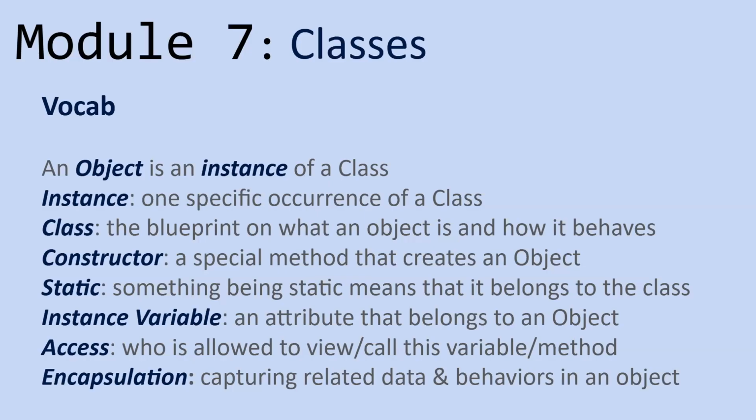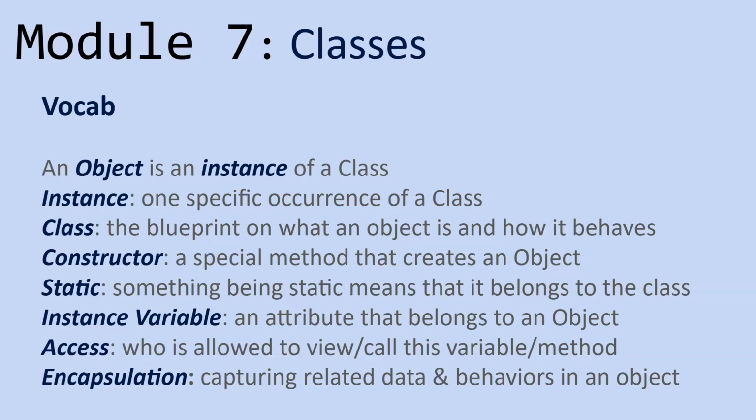So, for some vocab, object is an instance of a class. So you can use them more or less interchangeably. So an instance is one specific occurrence of a class, so we make an instance whenever we call the constructor. A class, it's just the blueprint on what an object is, like what information it has, and how the object behaves. What can the object do?